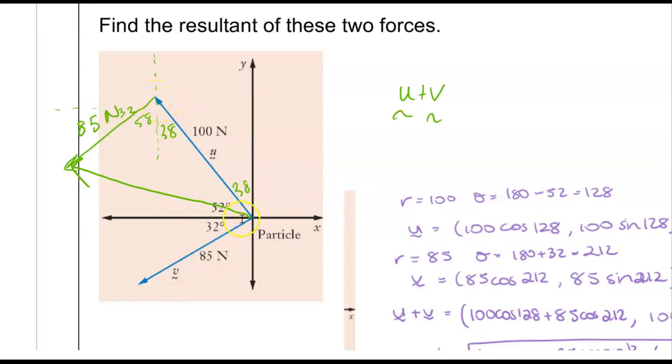The second vector down here, we can do the same. We know that the angle 32 degrees is the angle it makes with this axis, but we want to start at the positive x-axis and move around. So that is 180 plus 32, so we get 212 degrees as the angle. The size of that vector is 85, so our r is 85. So it's 85 cos 212, 85 sine 212. Okay, so we want to find the resultant vector.